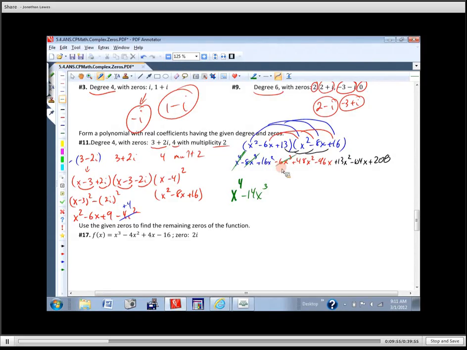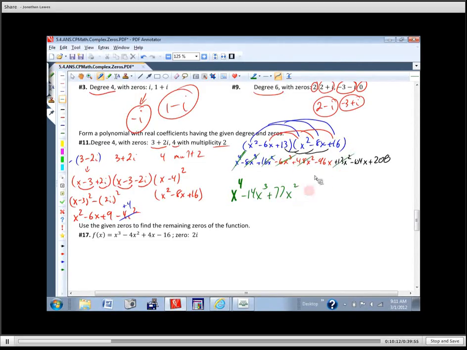Let's go through and gather up the x squareds. Here's 16 of them, 48 of them. That would be 64x squareds, and then there's one more. It's a plus 13. So 64 plus 13 is going to be 77x squared. Cross off the x squareds.